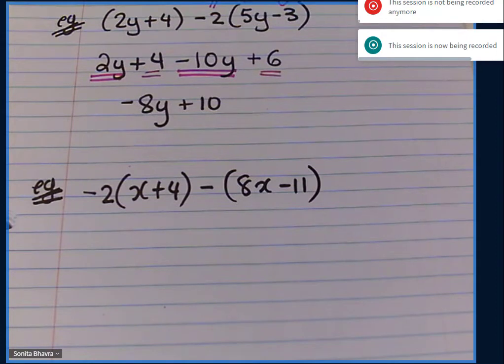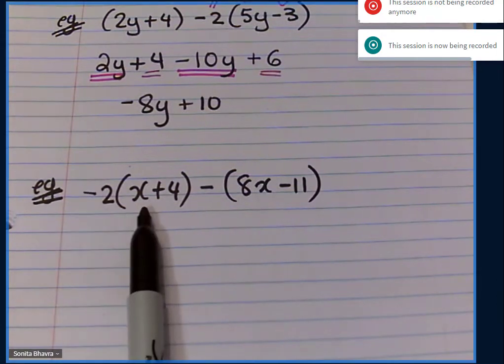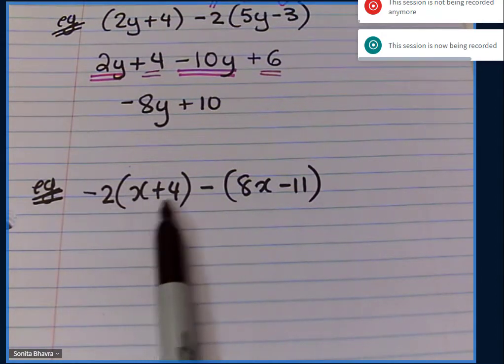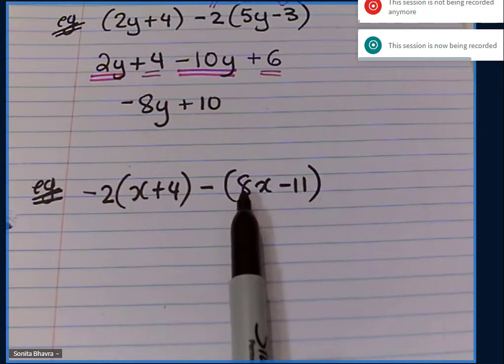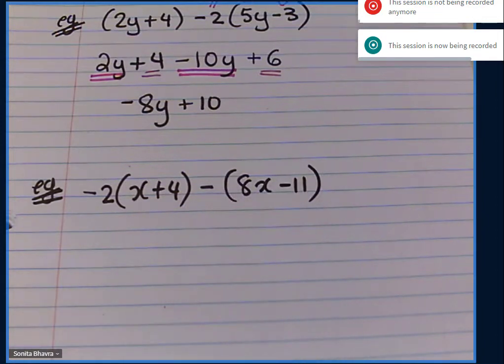So we have a negative 2 in front of the first bracket, multiplying x plus 4, minus we have 8x minus 11. All right, so I'm just going to pause it here, and I'll let you guys try that.